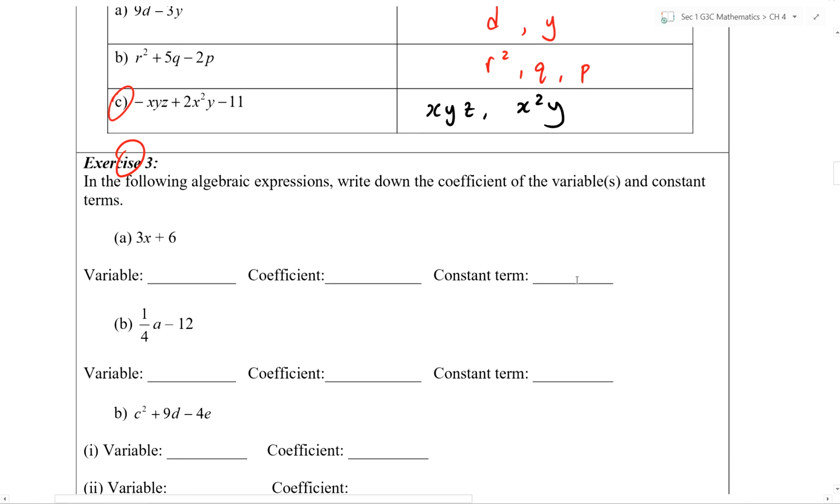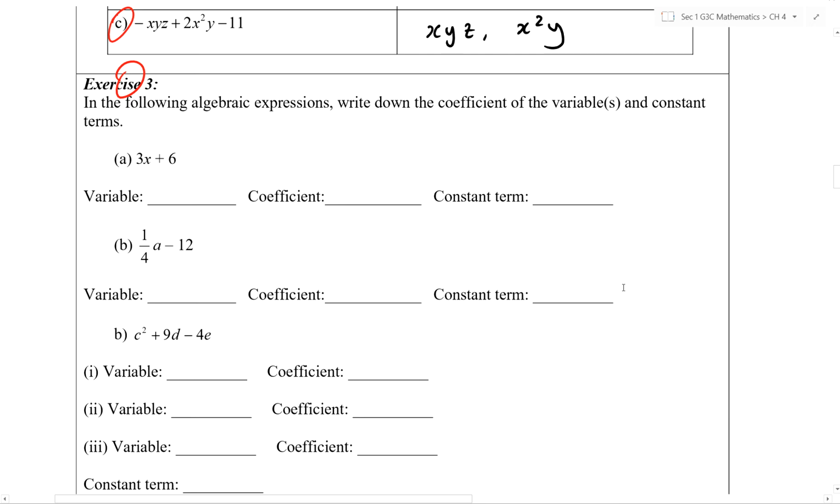Next one. Okay, this is where I thought Miss Tan asked you all to do this also. She said do until page 3. So you're supposed to do exercise 3. So listen to the instructions carefully. Now, in the following algebraic expressions, these over here are expressions. Write down the coefficient of variable and the constant term. So the variable over here is x. The variable is the unknown. The coefficient is 3. The constant is 6.